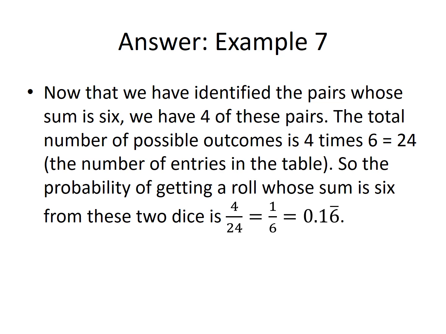Note that we have identified the pairs whose sum is 6. We have 4 of these pairs. The total number of possible outcomes is 4 times 6, which is 24, the number of entries in the table. So the probability of getting a roll whose sum is 6 from these two dice is 4 out of 24, 1/6, or 0.1 with the 6 repeating, or approximately 16.7%.